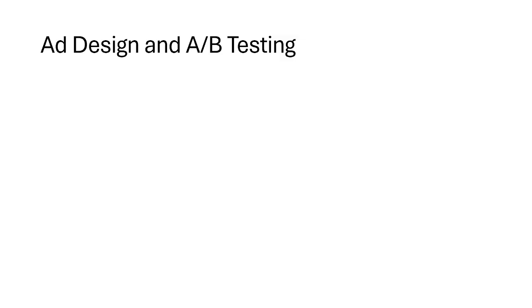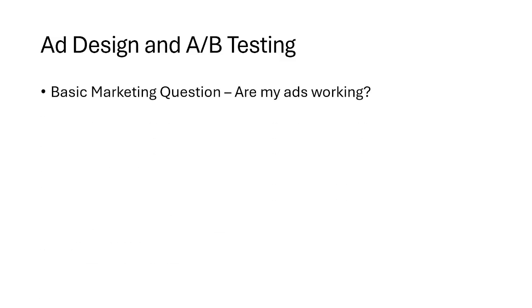So the next thing we're going to talk about is ad design and something called A/B testing. It's sometimes called A/B split testing. So again, a basic marketing question is, are my ads working? And a solution is to do something called an A/B test, which is where you test 2 versions of the same ad. So you take an ad and you make a change in it, and you test whether the change results in a higher performance.